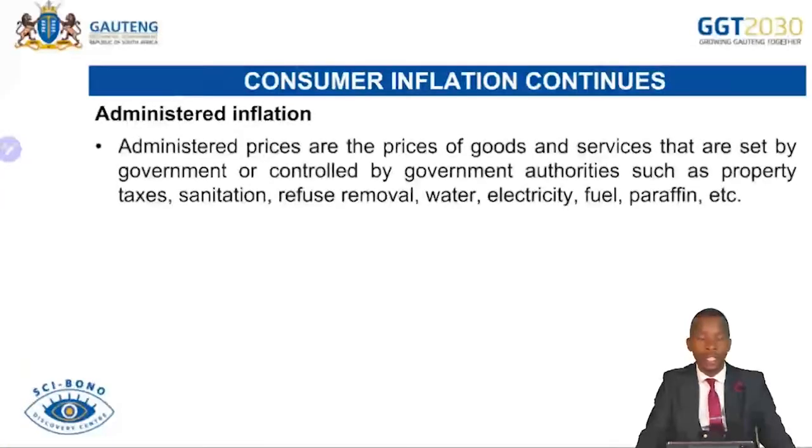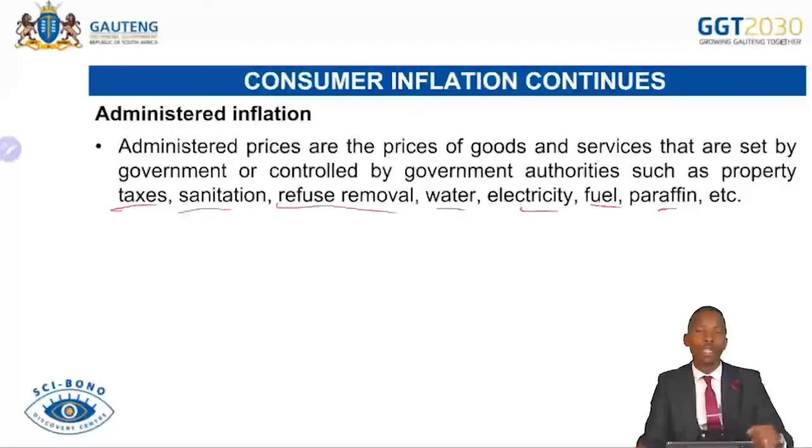Then administered inflation. In this case, we refer to prices of goods and services that are mainly set by the government. We say those prices are administered. So if ever they creep or increase drastically, that creates the administered inflation. Administered prices are prices of goods and services that are set or controlled by government authorities, such as property taxes, sanitation, refuse removal, water, electricity, fuel, paraffin, etc. Those prices are determined by the government on those goods and services. So as they increase, they form what we call the administered inflation for consumers.